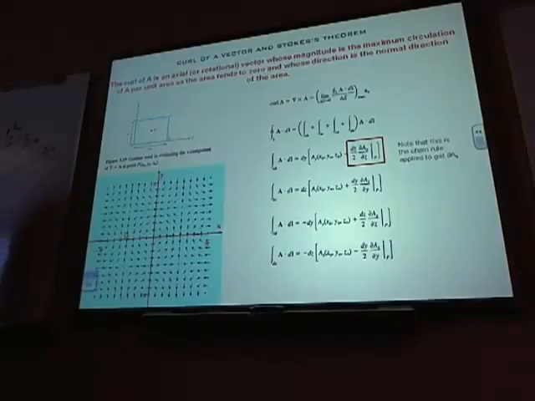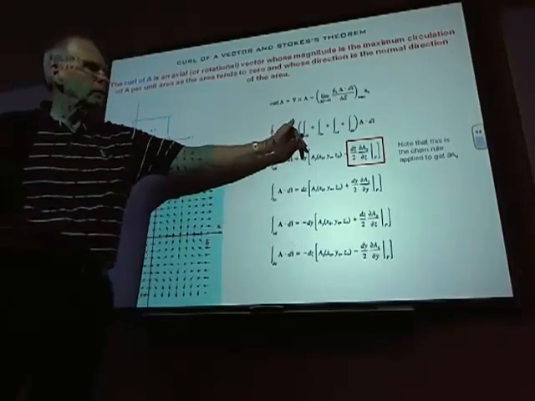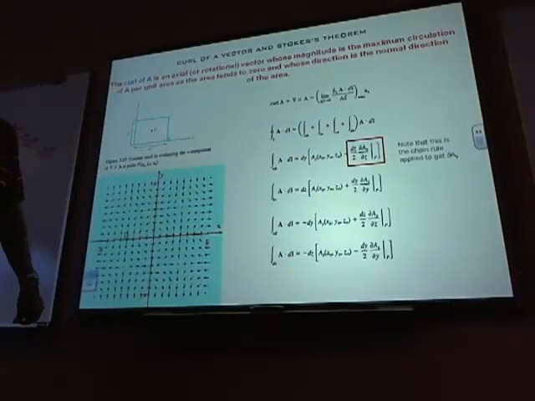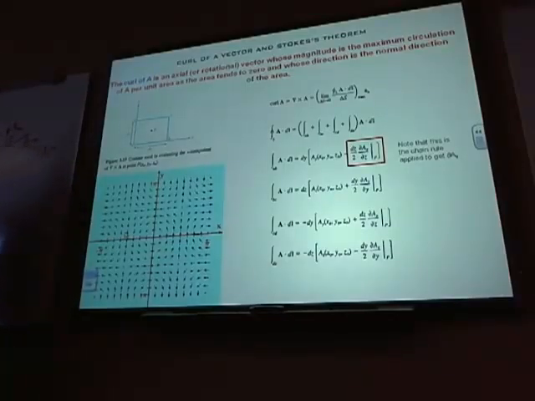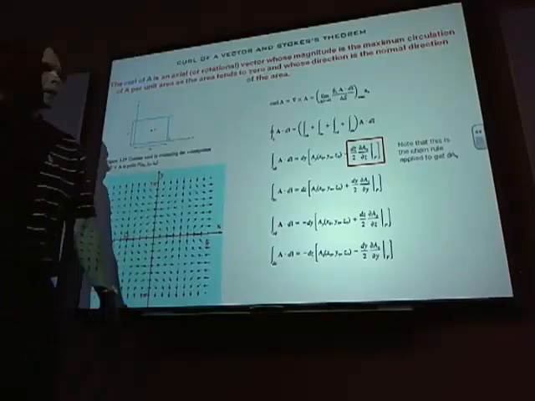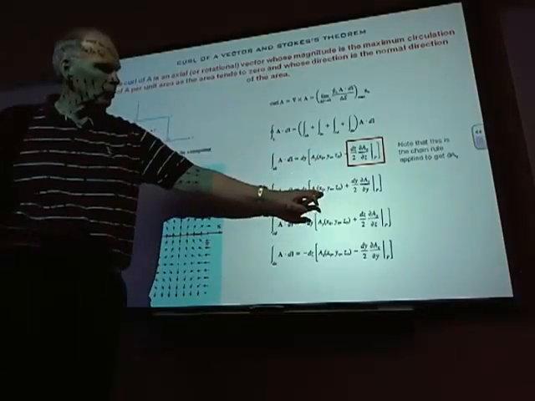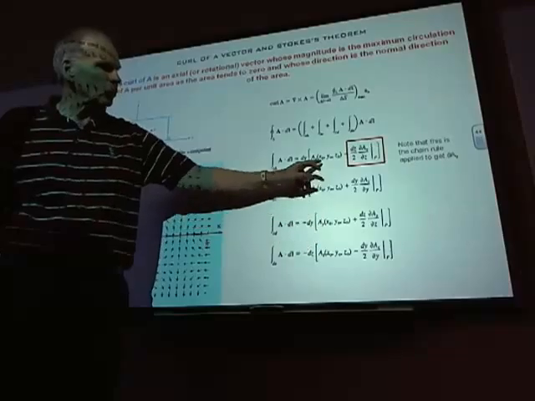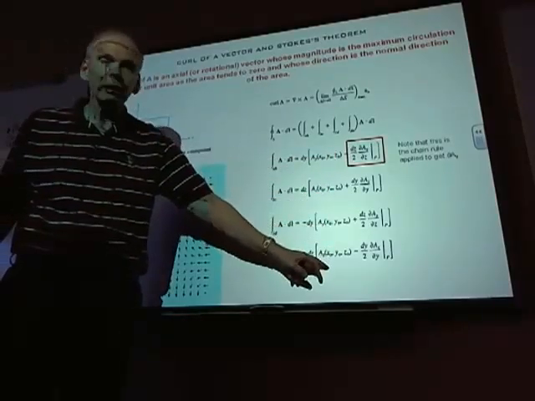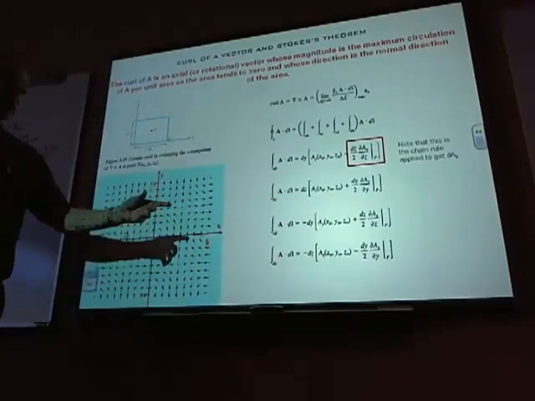Now, we're going to add all those together. If we do all those together, guess what's going to drop out of it? This one's a plus, and that's a plus, and that's a minus, and that's a minus. So what's going to drop out? That term right there is going to drop out, and all we're left with is those partial derivatives.